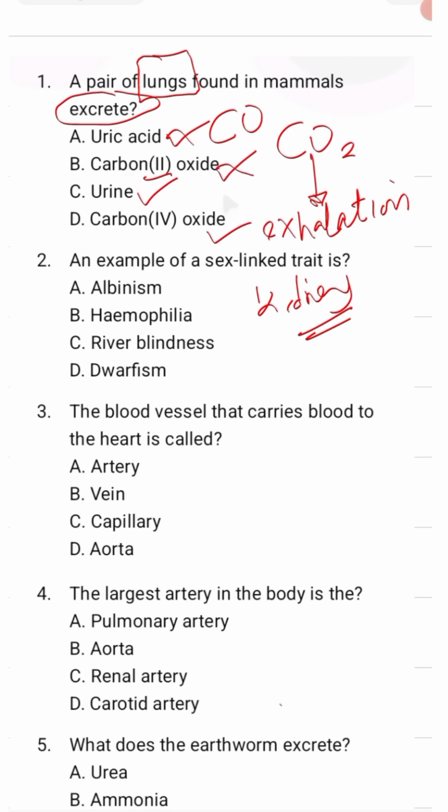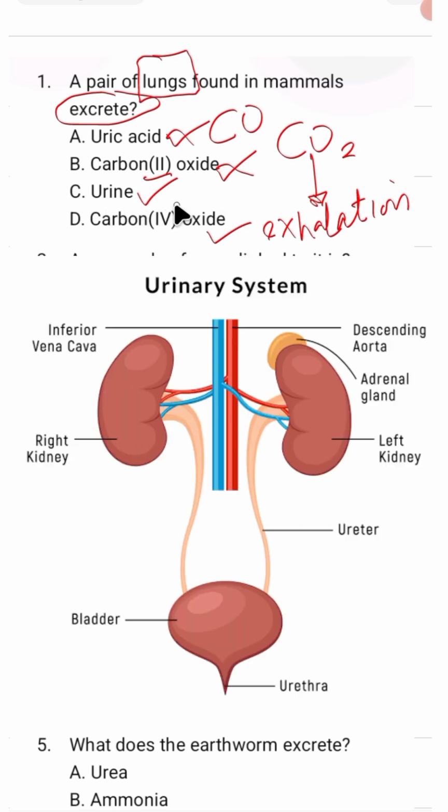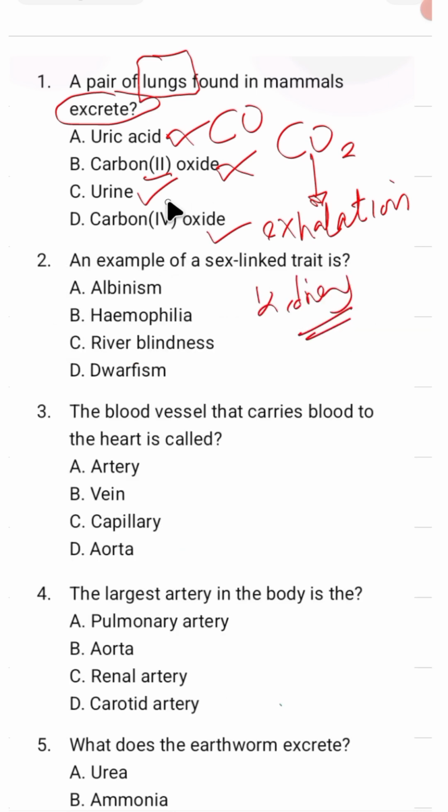You understand? The next one is urine. That's option C. Urine is a liquid waste produced in the kidneys, stored in the bladder, and excreted via the urethra. Take note that urine is not excreted by the lungs, so urine cannot be the answer. So you are left with just one option, carbon 4 oxide. Carbon 4 oxide is the gas that is excreted by the lungs. So the answer is option D.